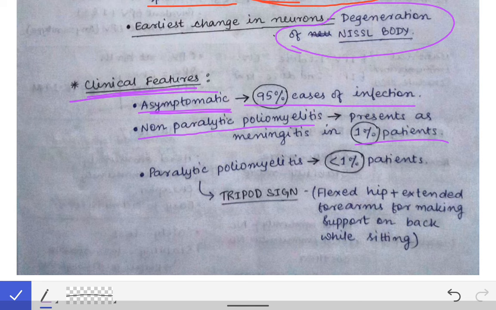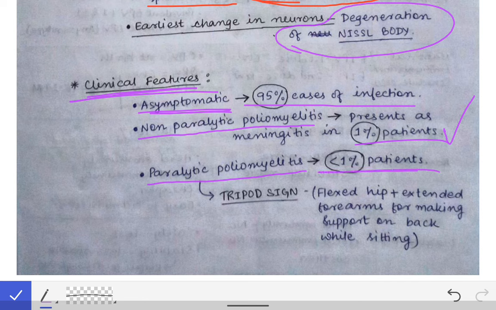So what does non-paralytic poliomyelitis mean? This means there is no flaccid paralysis, only meningitis, and that is seen in 1% of the patients and is called non-paralytic poliomyelitis because no flaccid paralysis occurs there. But only a few patients develop paralytic poliomyelitis, that is, the count is even less than 1%.